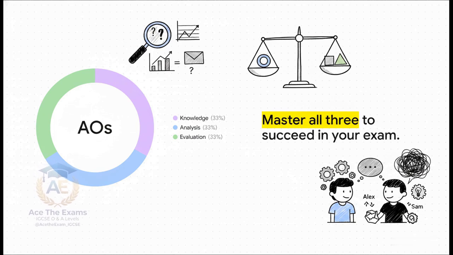You have to master the command words. If the prompt says analyze, you break it down like Alex. But if it says evaluate or to what extent, you have to step back and make a justified judgment like Sam. You must balance all 3 domains flawlessly.